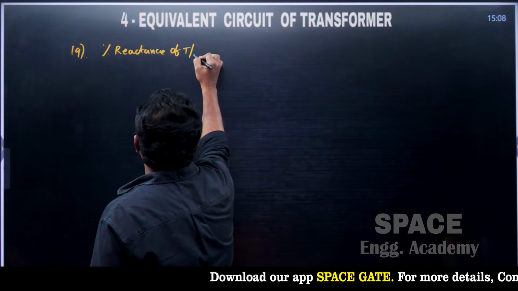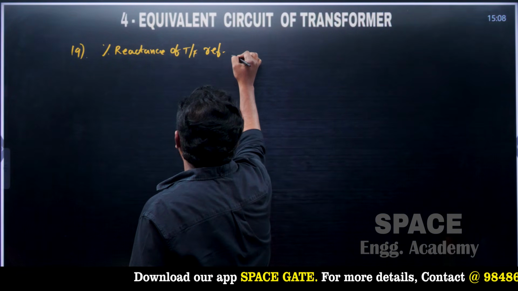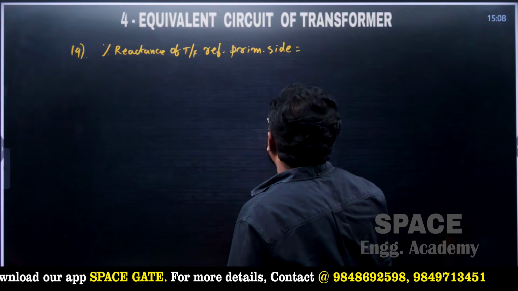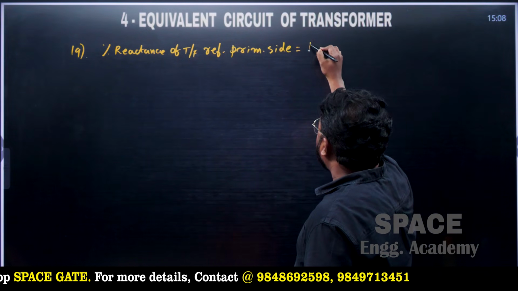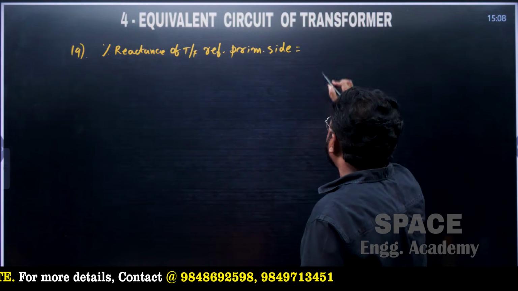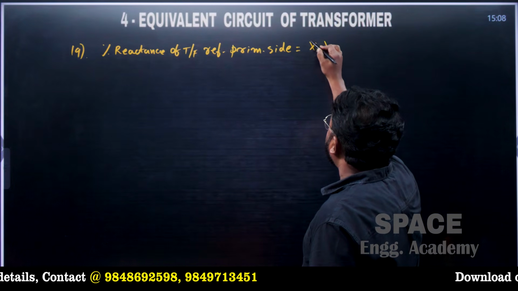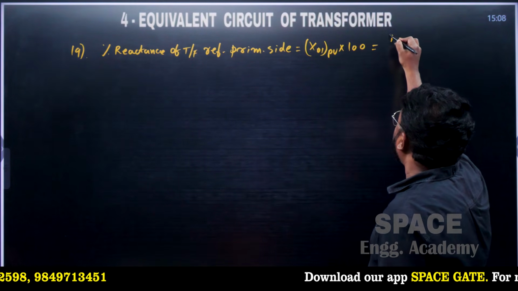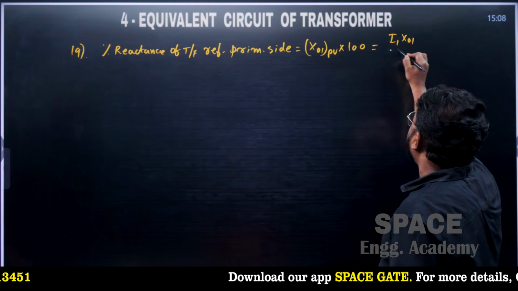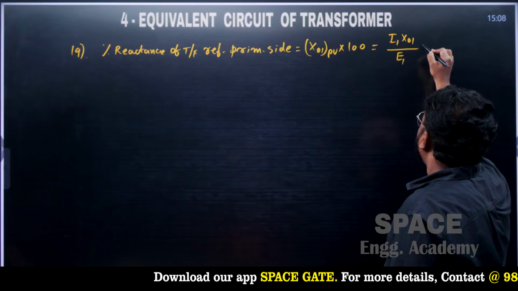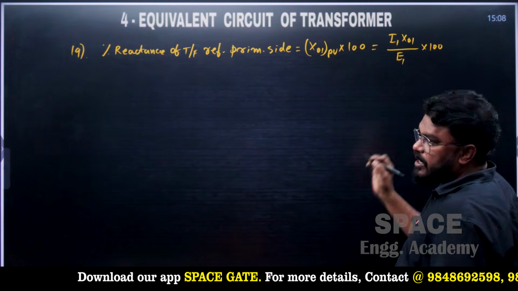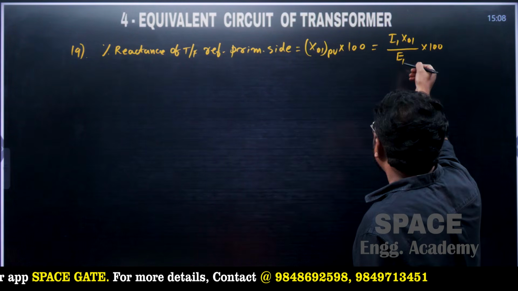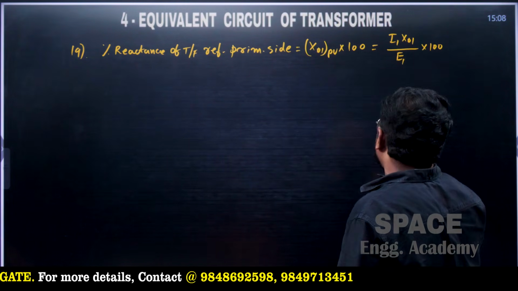Reactance of the transformer referred to the primary side is equal to the per unit value, X01 per unit, multiplied by 100. So this is equal to I1 X01 divided by E1, into 100. I1 can be obtained by using the power rating and voltage rating. V1 is mentioned on the nameplate details.